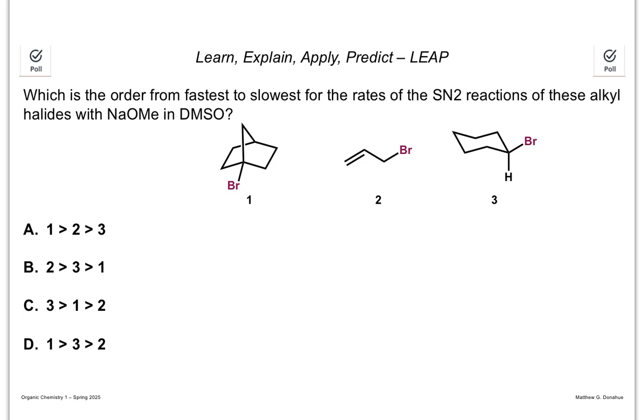So which one reacts the fastest? So that's the fastest. In terms of the responses, that has to be the first number. I've rigged the responses here, so the answer ends up being B. So that's primary allylic.